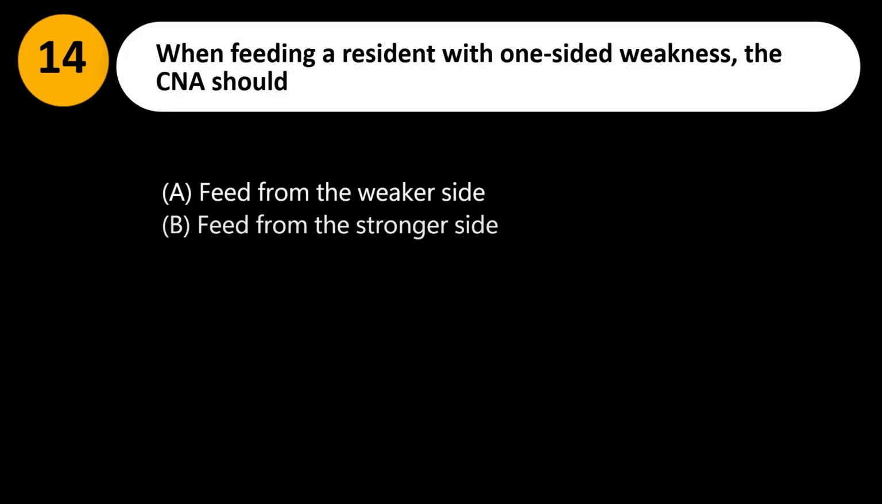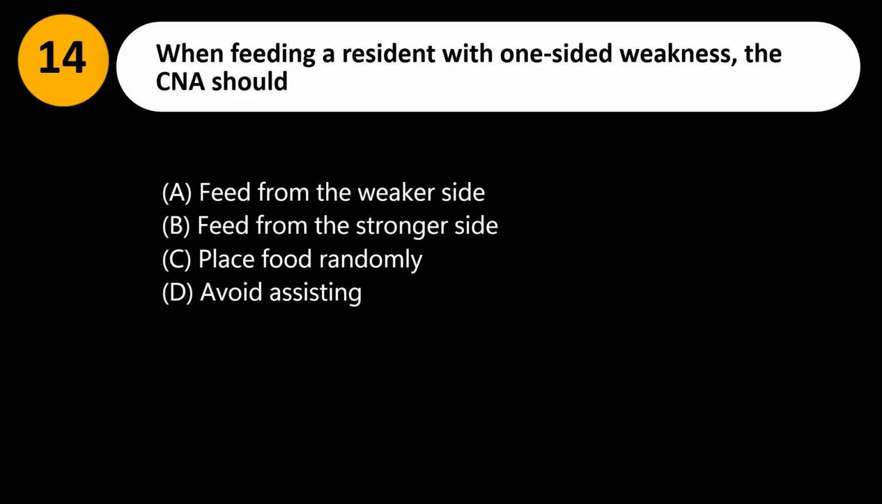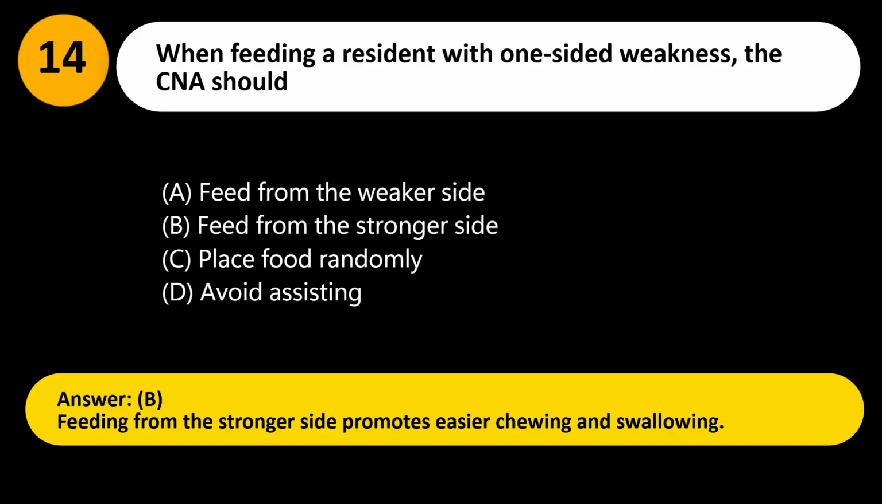When feeding a resident with one-sided weakness, the CNA should A. Feed from the weaker side. B. Feed from the stronger side. C. Place food randomly. D. Avoid assisting. Answer: B. Feeding from the stronger side promotes easier chewing and swallowing.